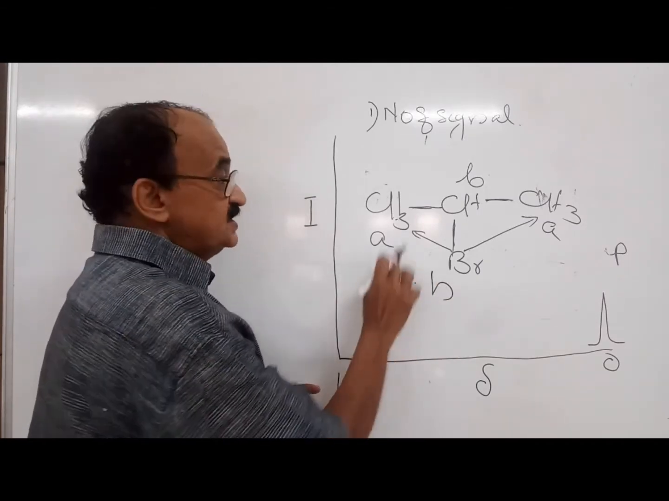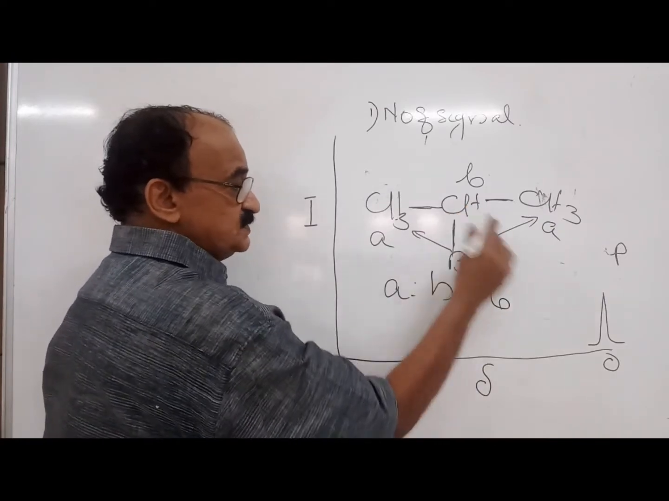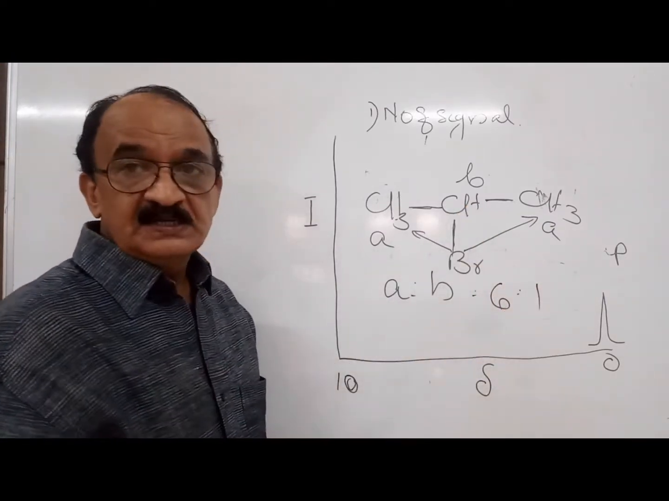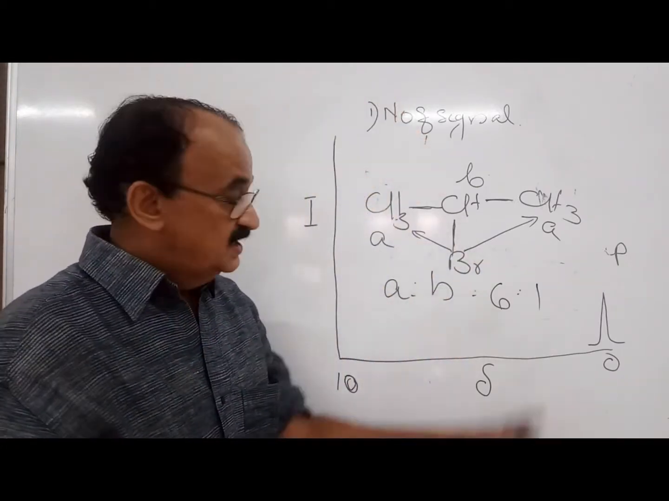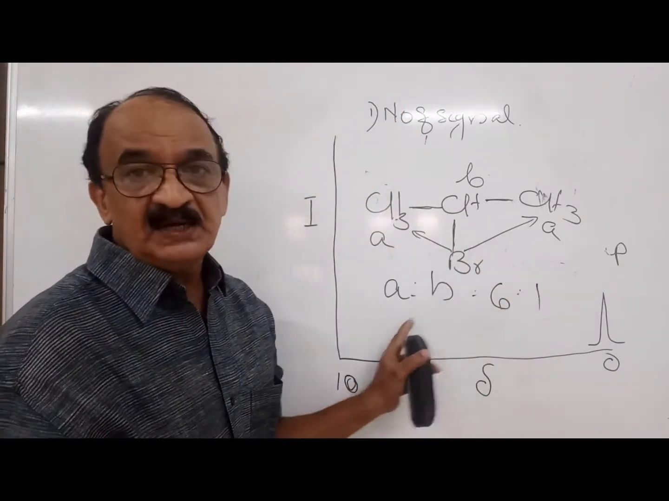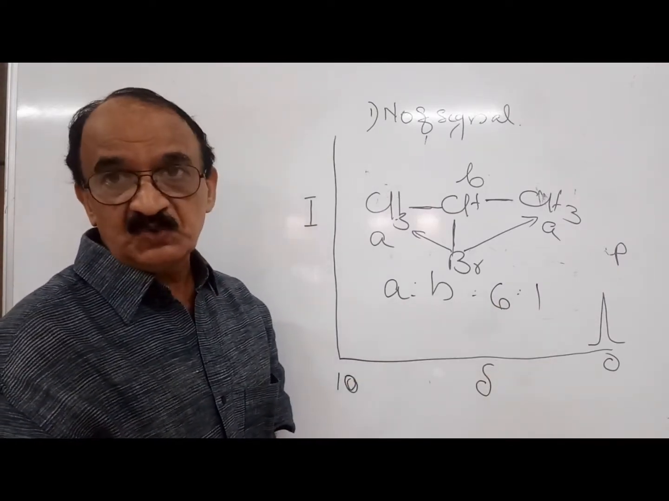Signal A is composed of 6 protons, and signal B is made of what? Only 1 proton. Therefore, the signal height, intensity means signal height, depends on the number of protons present in that group, present in that set. Therefore, A to B is 6:1.